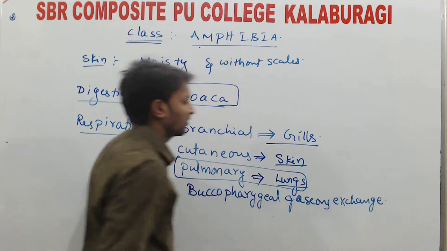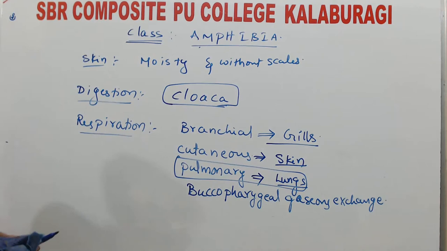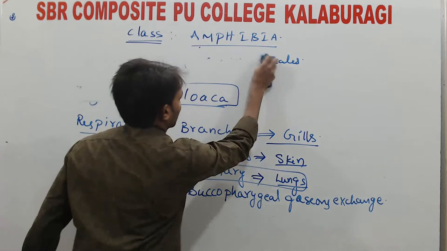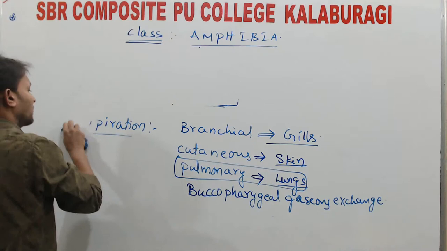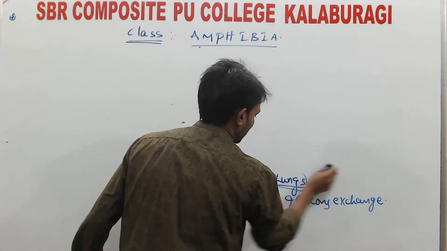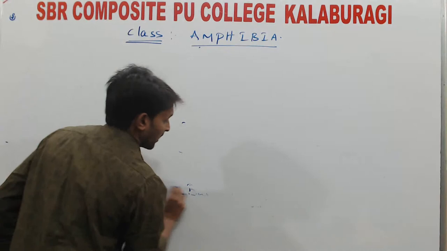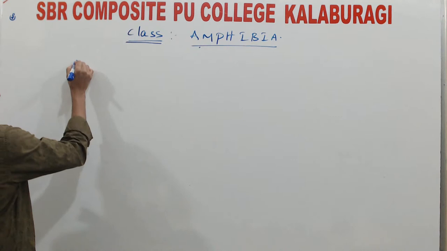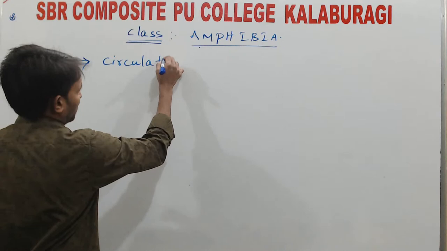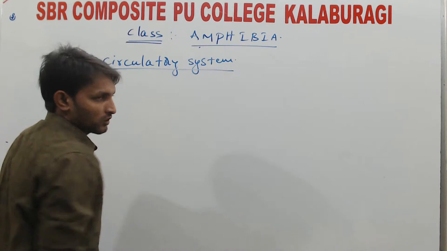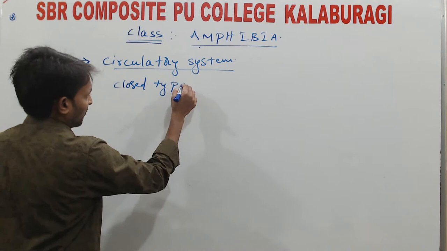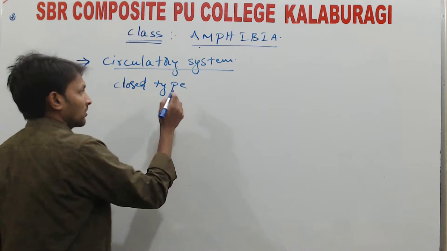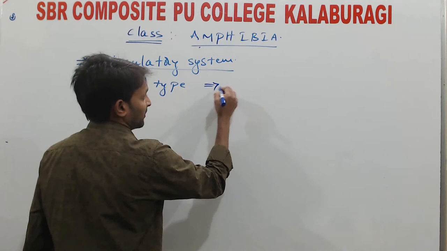Next, circulation. Here the circulation is closed type circulation only, and the heart has three chambers. You have to understand these things a little bit clearly. Earlier in fishes, the heart has two chambers and one ventricle, but here the heart has three chambers. As you know, in the subphylum Vertebrata, all animals have closed type circulation, and here it is closed circulation with a three chambered heart.